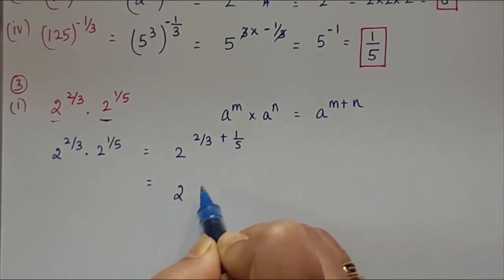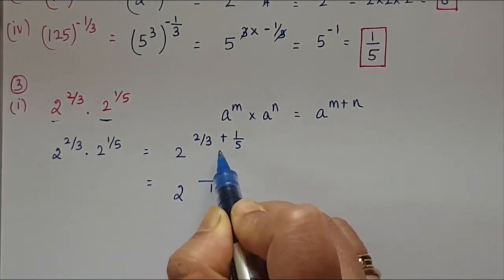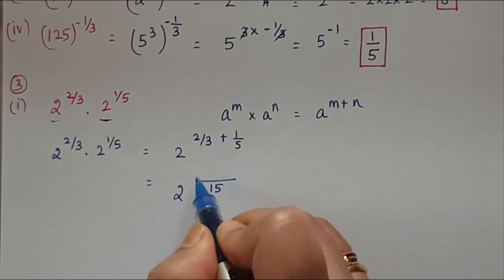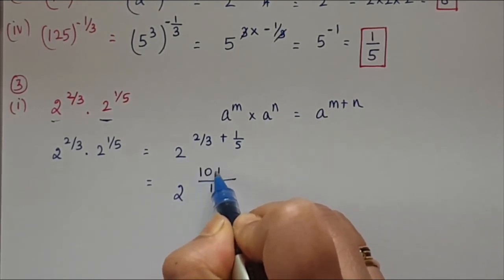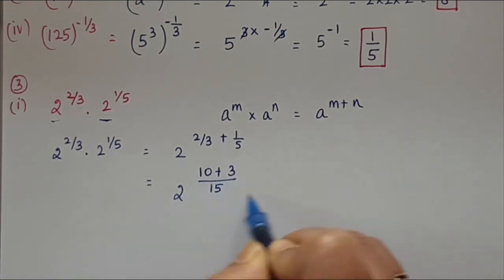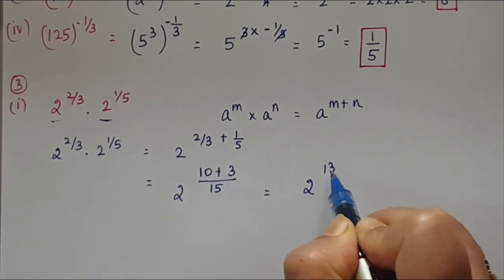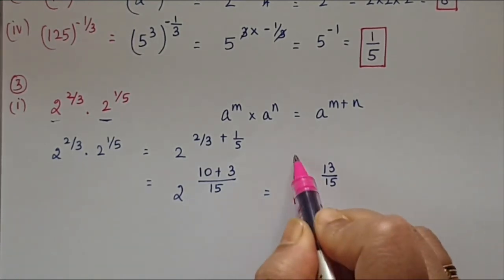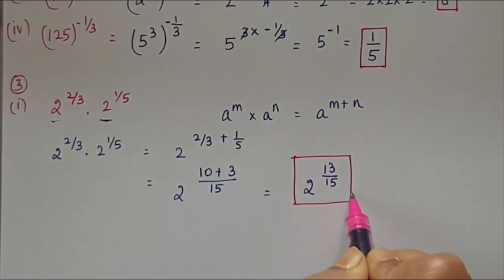The denominators we have are 3 and 5. So the LCM is 15. So 5 2s are 10 plus 3. We get 2 to the power of 13 by 15. So this is the answer for third question, first part.